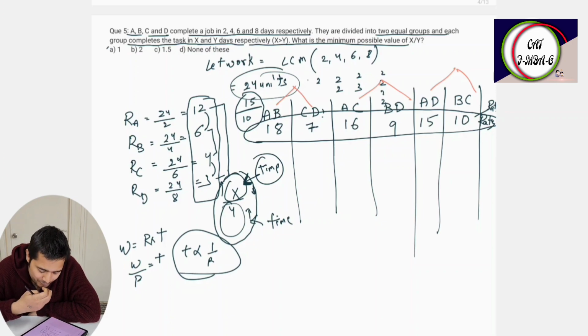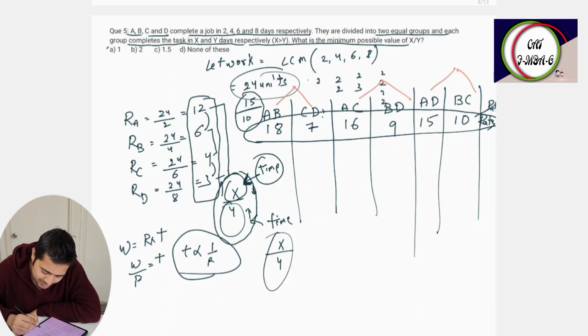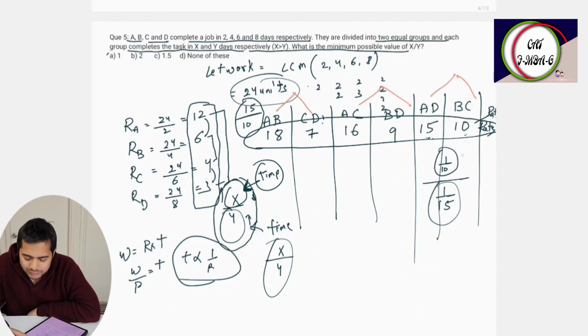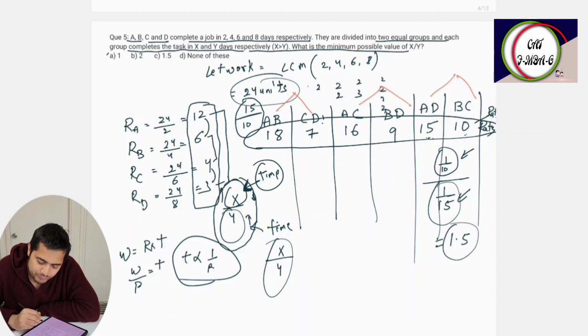Now it is given that X is always greater than Y. We need to calculate X by Y. So if you check carefully, 1 by 10 will be greater than 1 by 15. So here X by Y will be 1 by 10 divided by 1 by 15. Why am I doing this? Because I am working on time, not on the rates. This is given as rate or work, but I am working on the time. So this ratio will come around 1.5.